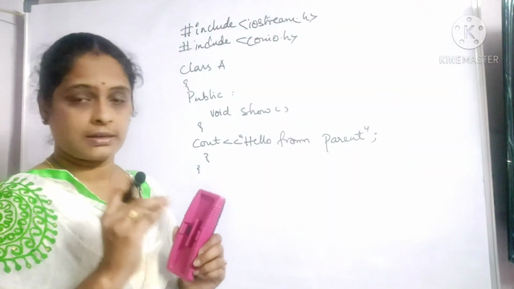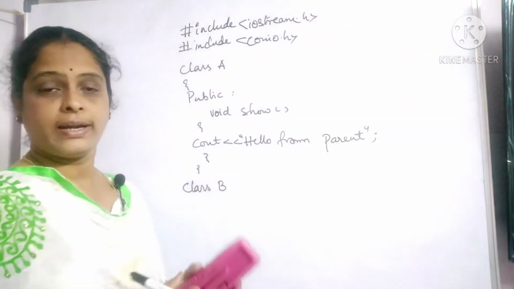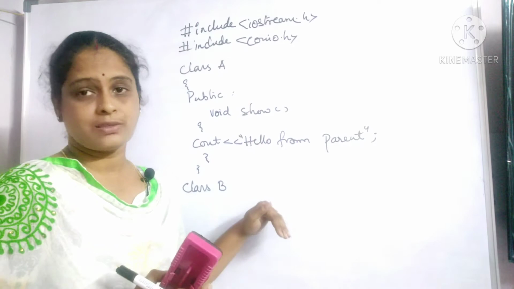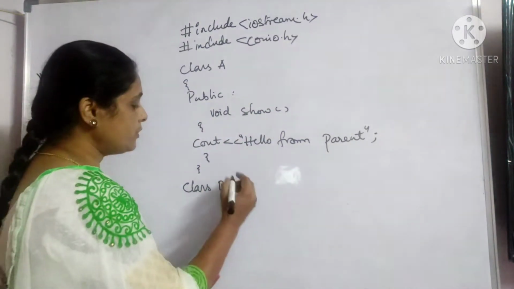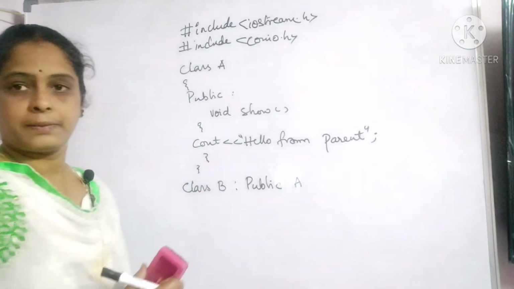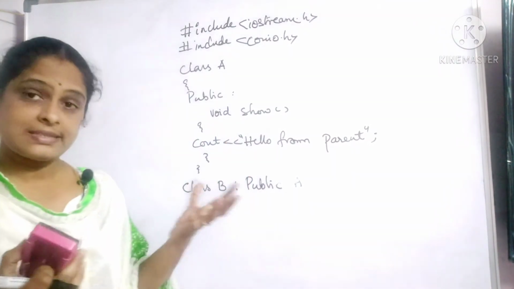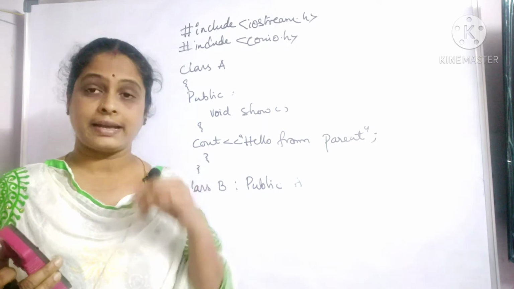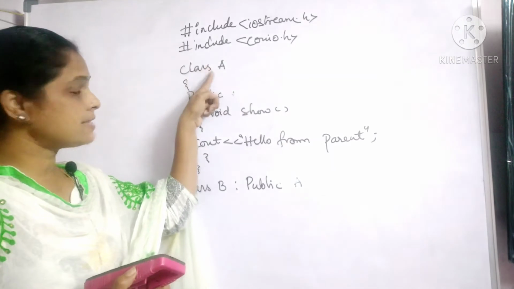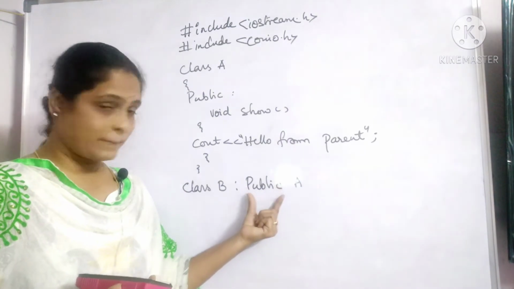Now I'm going to create a class B. Class B is going to be inherited from class A. So how do we do that? class B : public A. Simple. As we have seen in the syntax, this is how to inherit a child class from an existing parent class. This is my child class and class A is the parent class, and I am taking it in public mode.